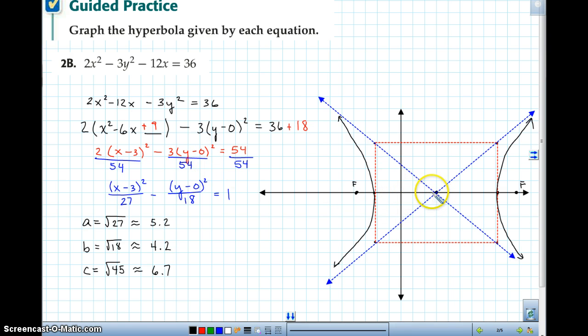There's your center. From that point, you're going to find your a, b, and c. If you put it in the correct standard form, you should have gotten that a was the square root of 27, or about 5.2, b was the square root of 18, and c, when you solved that, would be the square root of 45. So I went and plotted my foci. They were 6.7 units out, and I drew my rectangle so that I could get my asymptotes. Okay.